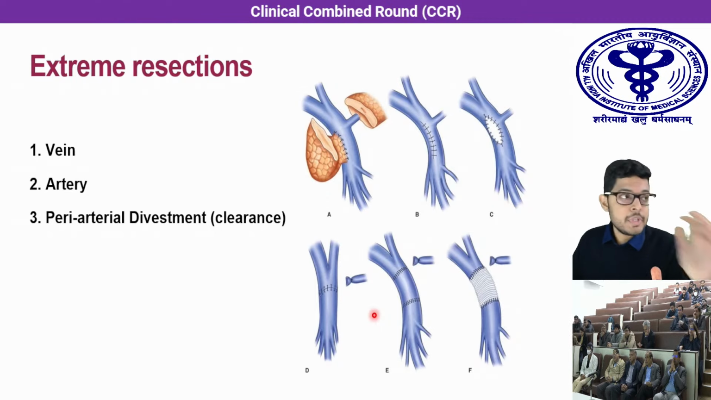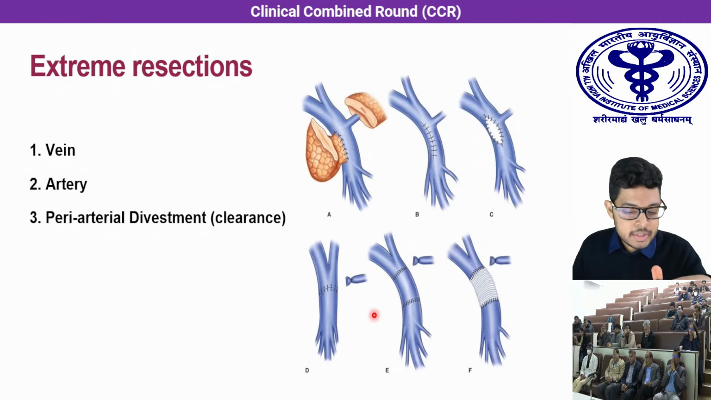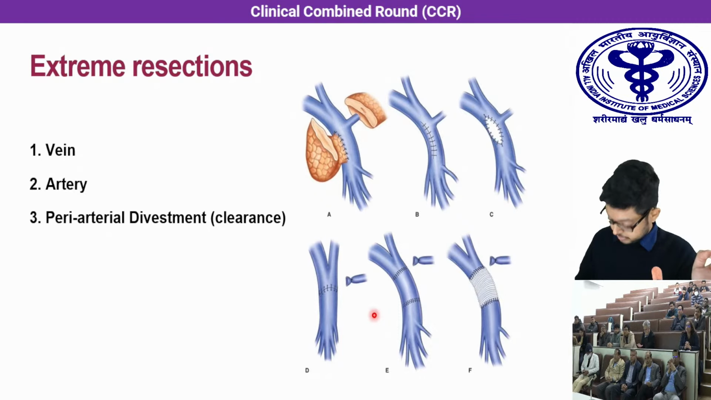Now, in Whipple's procedure, extreme resections became commonplace in the last decade, where it can be done with regards to the vein, and it can be done with regards to the artery. The third technique is very new, first came up only in 2016, which is called periarterial divestment, which is clearance of the tissues around the arteries.